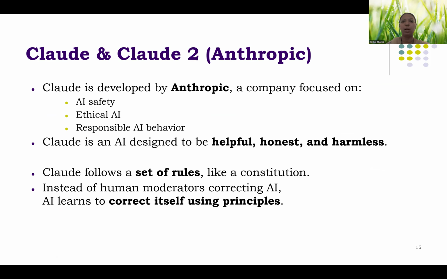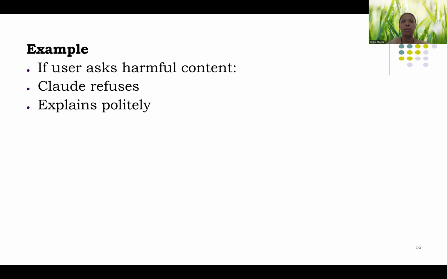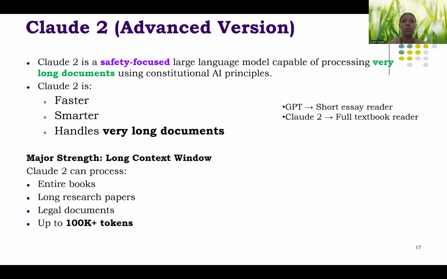So if you ask harmful questions to this Claude, the Claude will refuse to answer. It will explain it politely, even though we use harsh words to it. So this two means it is a version number. So it is a safety focus. Another specialty of this Claude is it can work with very large documents also. So that is another important specialty. Claude 2 is faster. Also, it can handle very large documents.